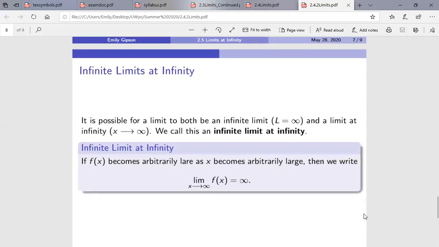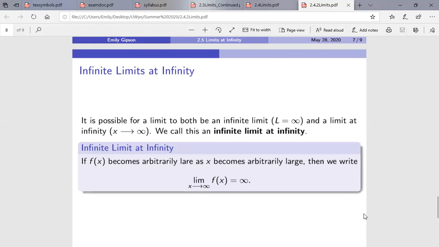So let's go ahead and finish up what we're working on today. You might be thinking, well, if I can get an infinite limit, L equals infinity, and I can find a limit at infinity, that is when x approaches infinity, can I do them both at the same time? And the answer is yes, you can do them both at the same time. And this is called an infinite limit at infinity. So we're just combining these two ideas that we've been working with from section 2.4 and section 2.5 to get infinite limits at infinity.